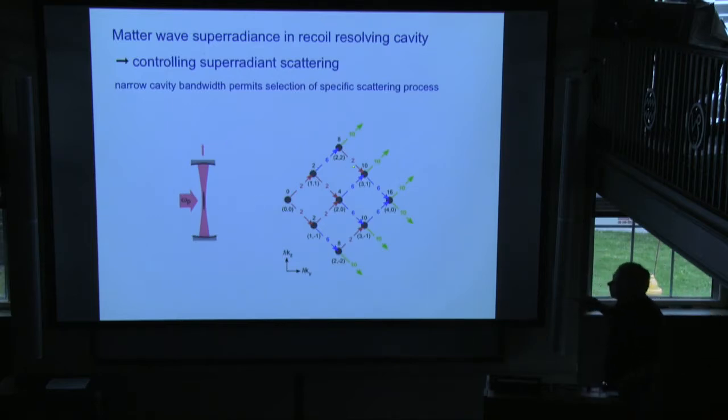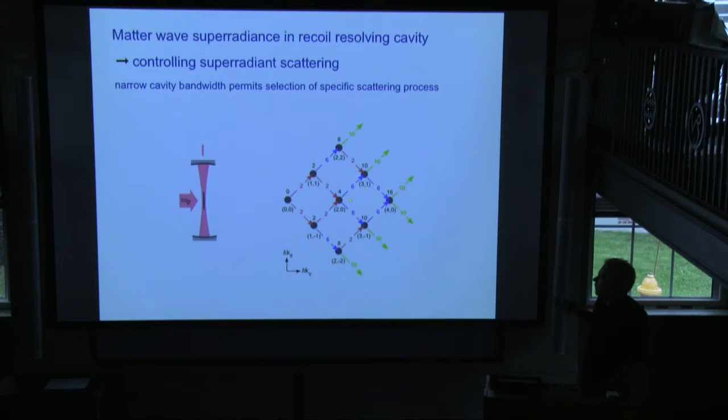One important point here is that these different scattering processes, going from here to here or from here to here, take different amounts of energy to be transferred to the atoms. As I told you, our cavity is recoil resolved, so it makes a difference whether the energy transfer needed is 2 E recoil or 6 E recoil. We can dial that in by tuning the frequency of the photons coming in. So we can set the frequency such that only the 2 E recoil process is happening.